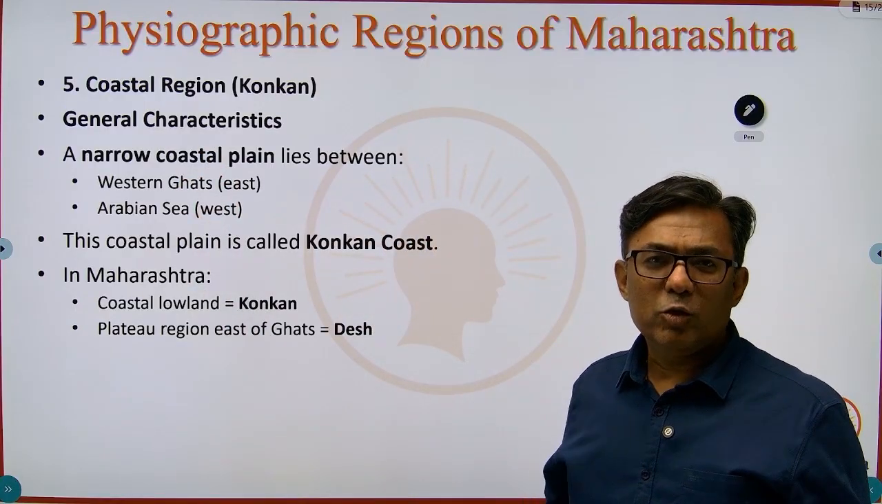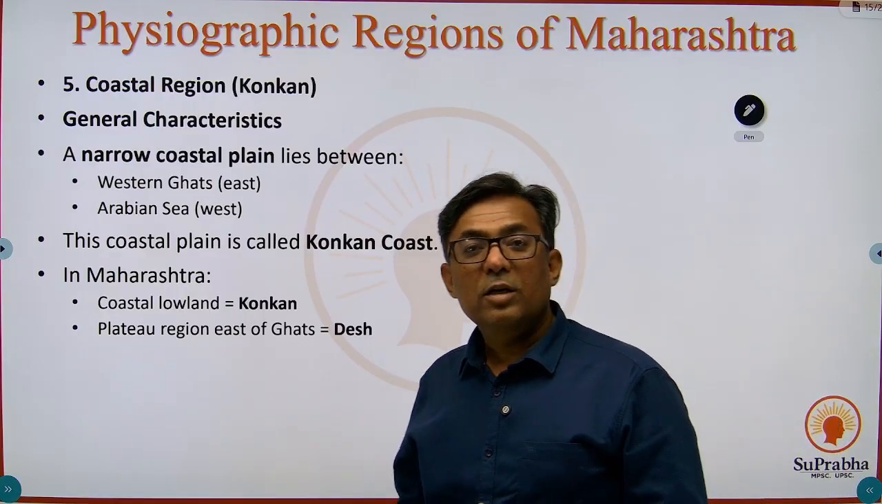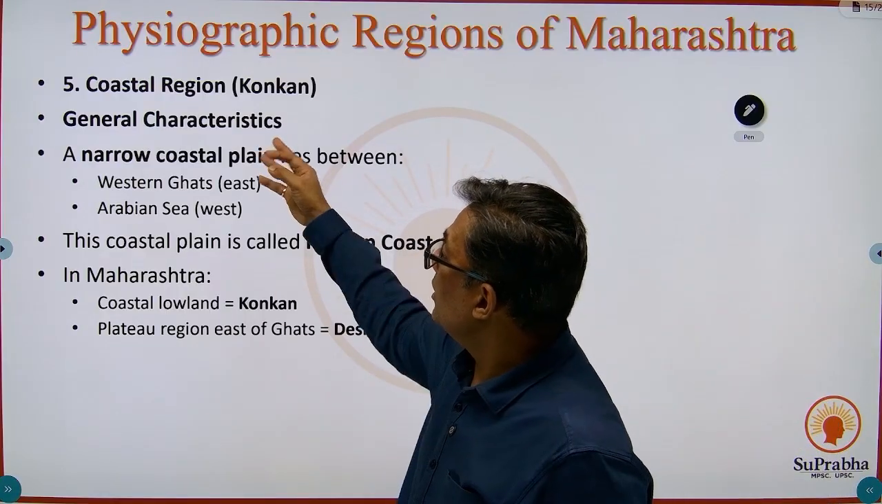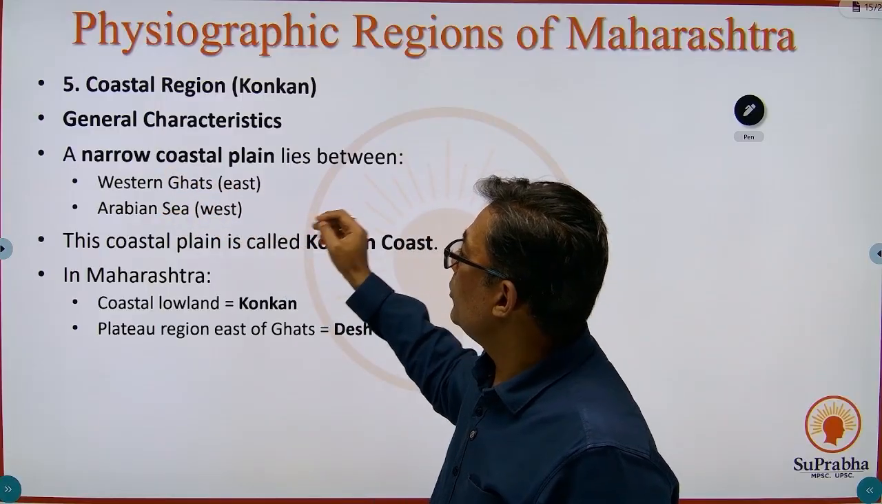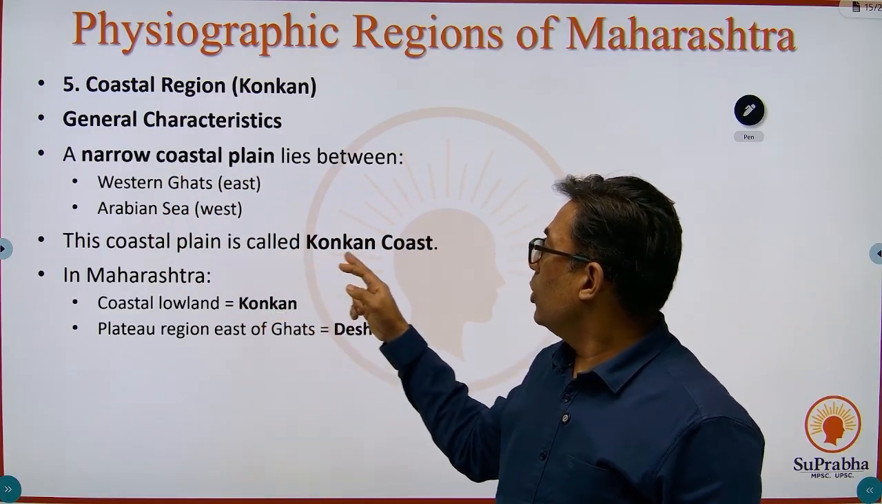It's a plain area. So since it's a plain area, there is deposition, and this deposition is mostly done by the rivers, the short and swift rivers. So, general character: a narrow coastal plain lies between the Western Ghats and the Arabian Sea. This coastal plain is called the Konkan coast.